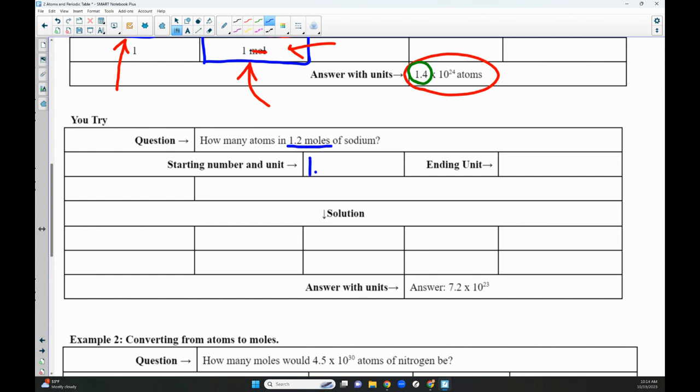We're starting with 1.2 moles of sodium, and we're trying to figure out how many atoms that is. So that is our ending unit. The relationship between these is always the same. It is going to be 1 mole of whatever the element is, in this case sodium, is equal to 6.022 times 10 to the 23rd atoms of sodium. Notice that I abbreviated atoms there with a lowercase a. Feel free to do that also.